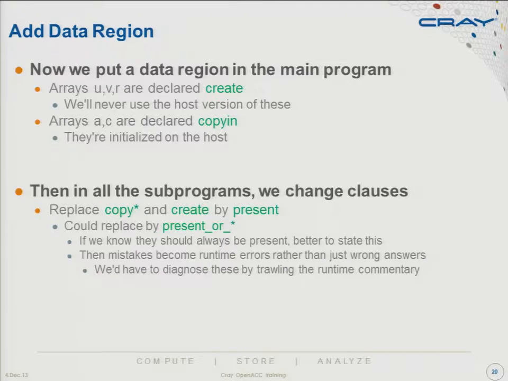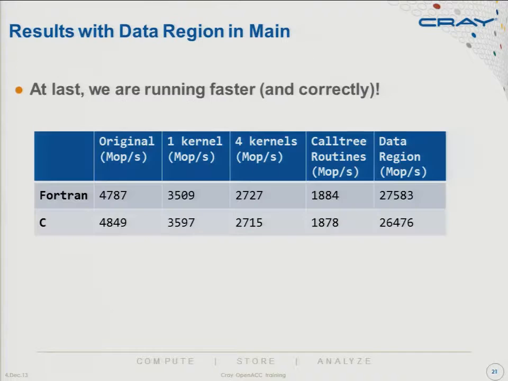Then within each of the sub-programs, where I'd had copy or create clauses, I replace them by present. Because I know the call tree, I won't use present or copy or present or create. I'll just use present. And that's when the performance jumps up. So now we're going faster than the CPU, and we're going much faster than all the kernels on the GPU, but no data region.